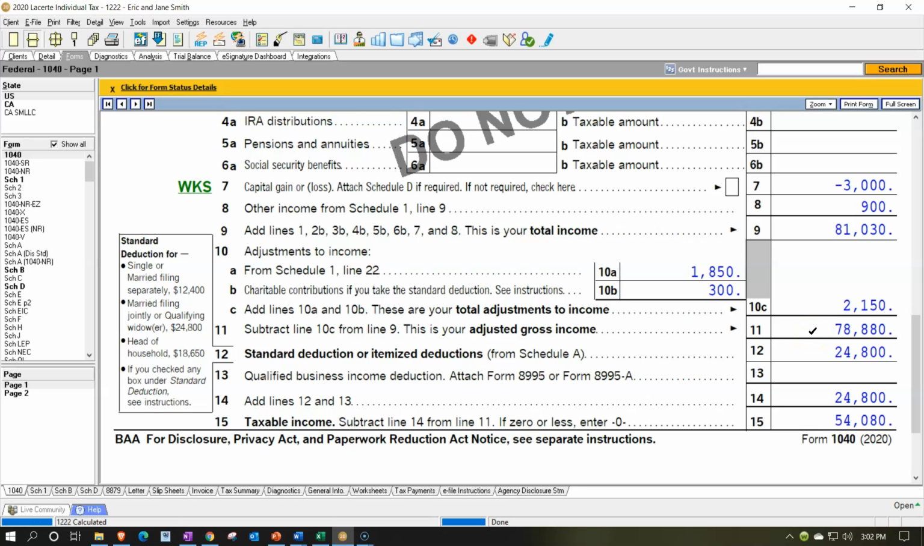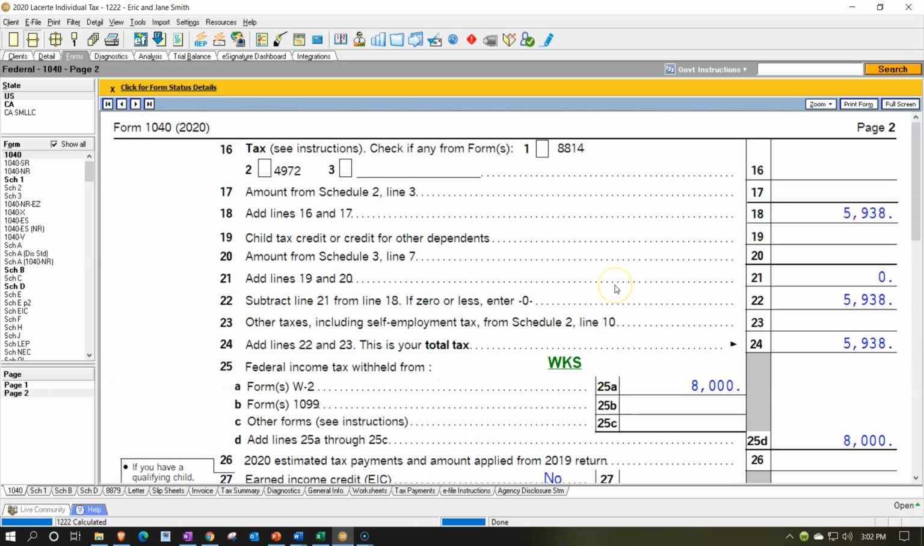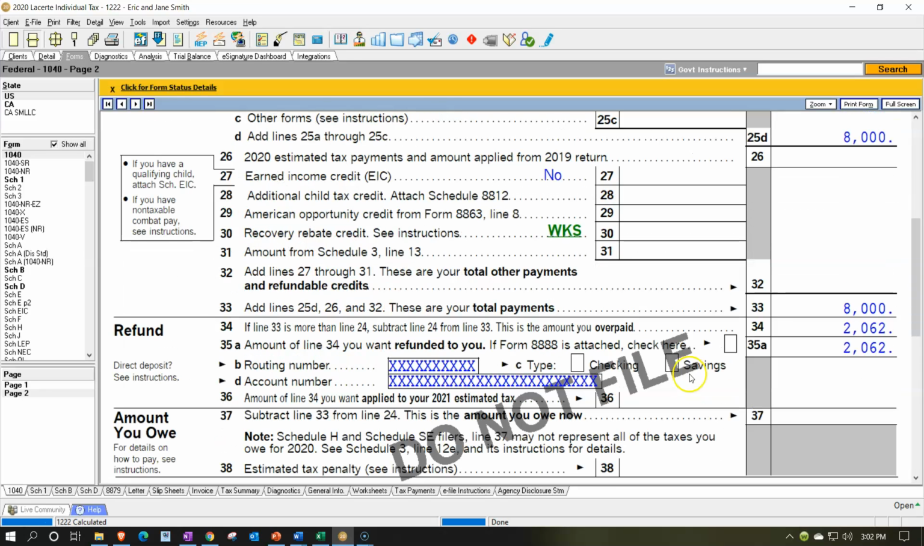Therefore, the AGI, or adjusted gross income, is 78,880. Remember, this number is key because that's going to be the number that phase-outs will be focused on. Then we have the 24,800 for the standard deduction because they're married filing joint, bringing the taxable income to 54,080. Then on page 2, the calculation, which we'll depend on the software typically to do, is going to be that 5,980 or 5,938. Then we had the withholdings that came from the W-2s, 8,000, to have then the refund at this point, 2,062.